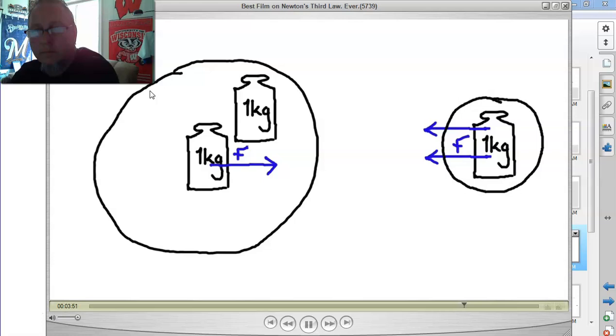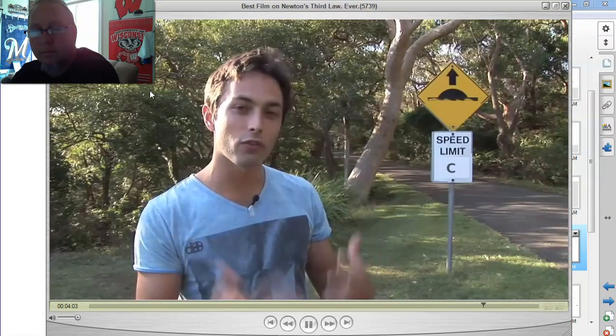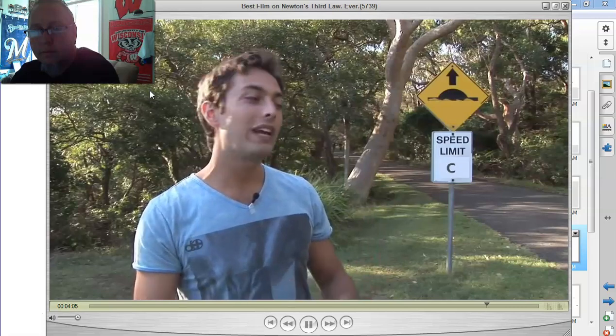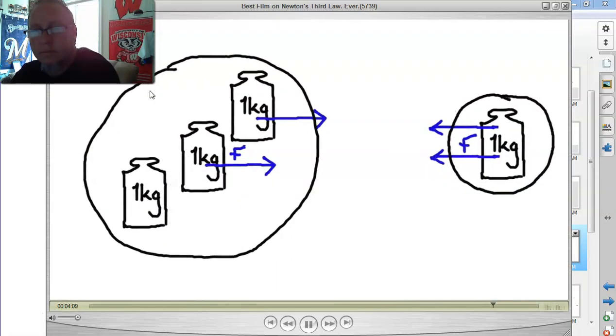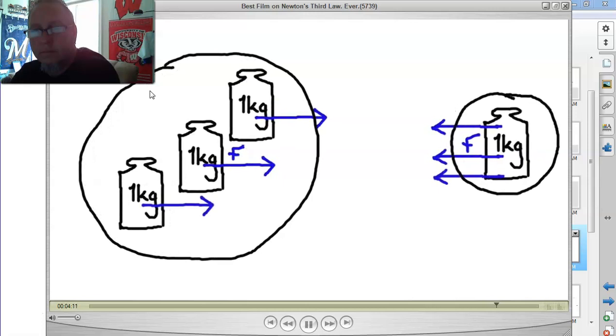But what is often forgotten is that new kilogram is also attracted to the second object, meaning that the total force on each object is still the same. They're attracted to each other with an equal and opposite force. We could add a third kilogram, and we would find the same thing. The force on both objects is still the same, even though the object on the left has 3 times the mass of the object on the right.